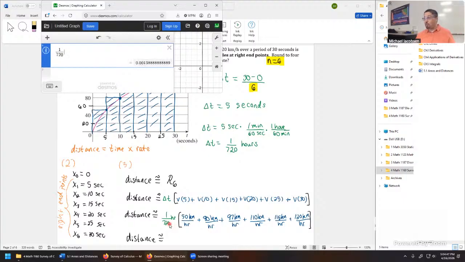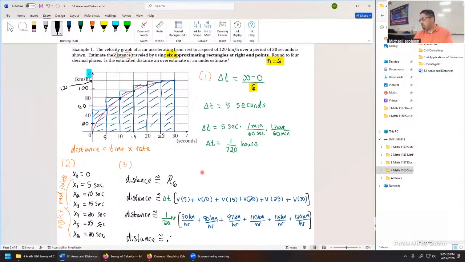So as its exact value, 1 over 720, we'll multiply 50 plus 80 plus 97 plus 110 plus 115 plus 120. And this is the figure we get. To 4 decimal places, it's 0.7944 kilometers. So by this estimate, with 6 approximate rectangles, we're saying the car traveled that far.